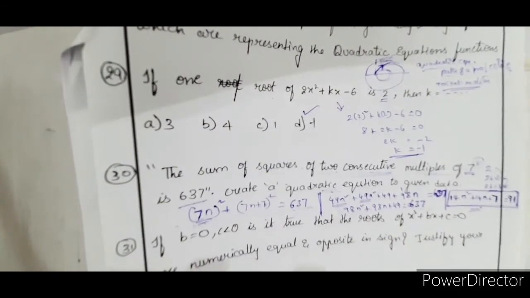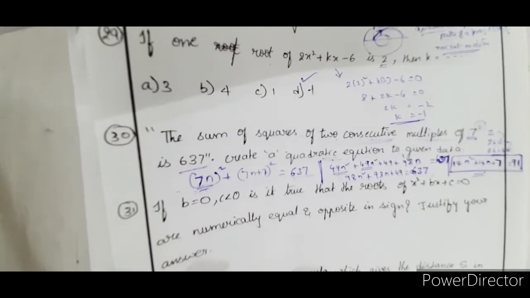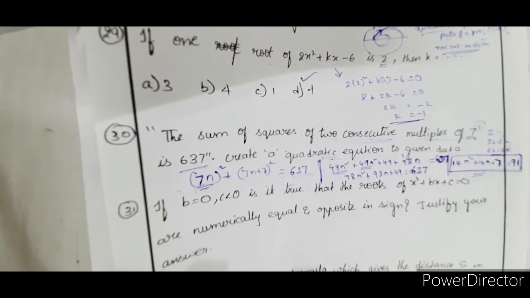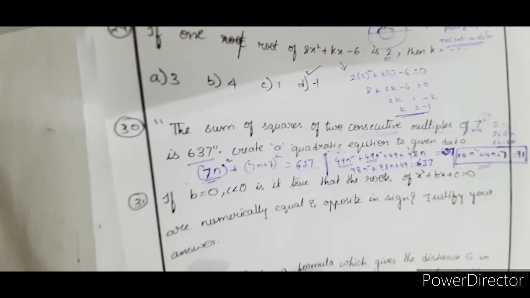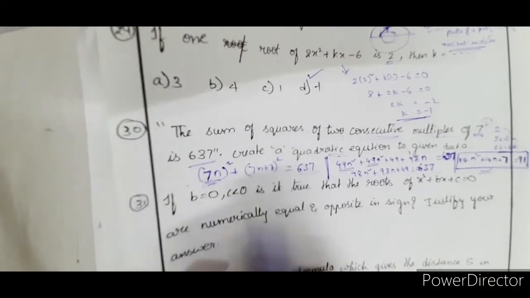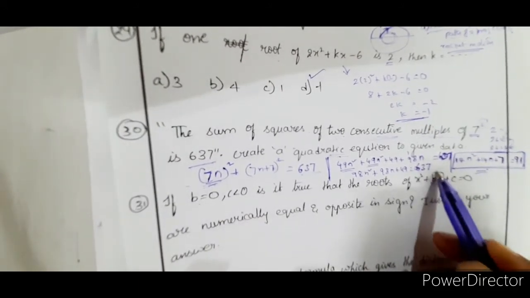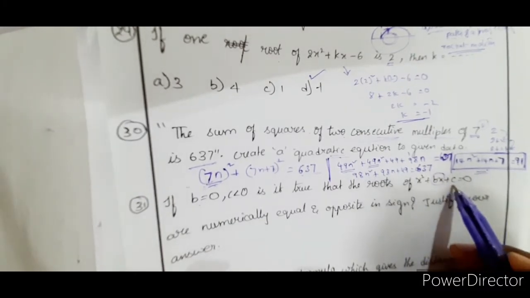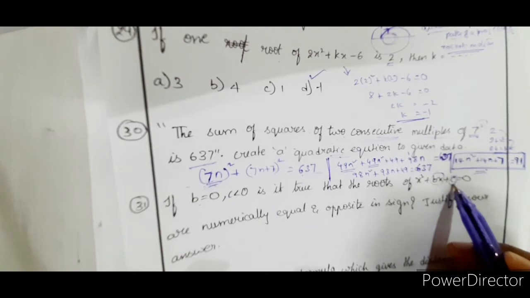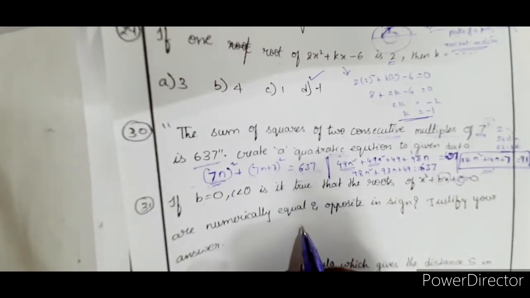Right. So now let's see the other one. If b is equal to 0, c less than 0, is it true that the roots of x² + bx + c = 0 are numerically equal and opposite in sign? Justify your answer. So b is equal to 0, that means this term disappears. Now c is less than 0, that means c is negative. So now let us write how it will be.